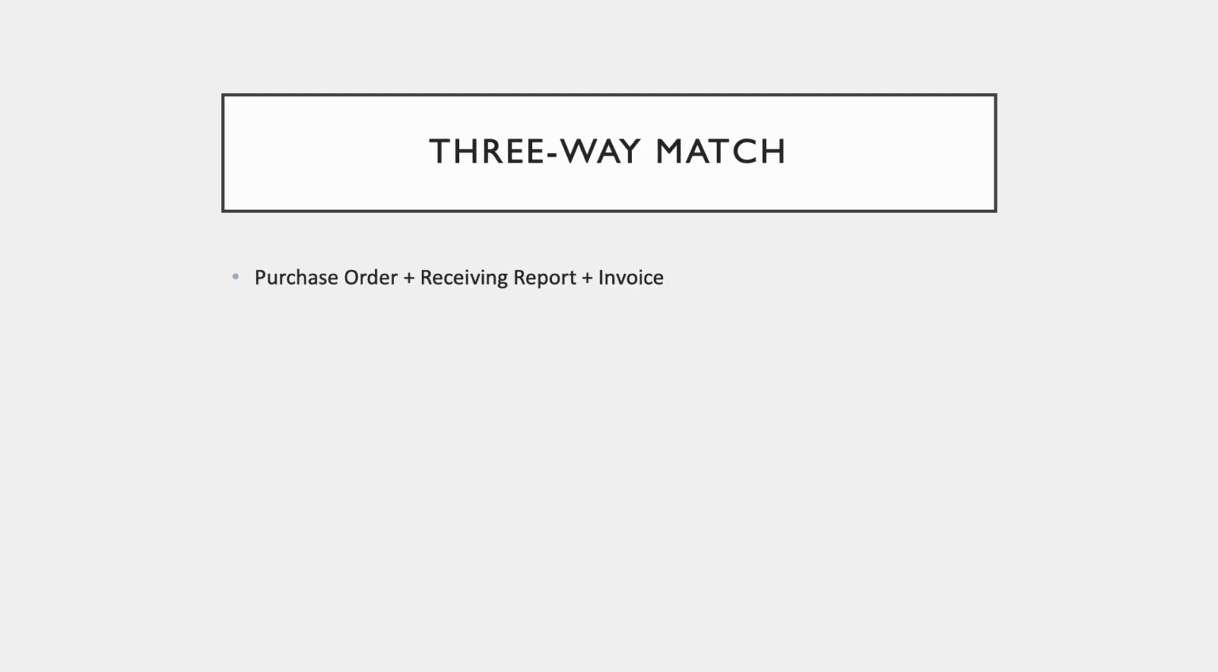The three-way match is a critical step in the accounts payable process. The accounting team compares three documents: the purchase order, the receiving report, and the invoice, to ensure everything matches. Did we order 100 units? Did we receive 100 units? Are we being billed for 100 units? If there's a mismatch, it's time to investigate.